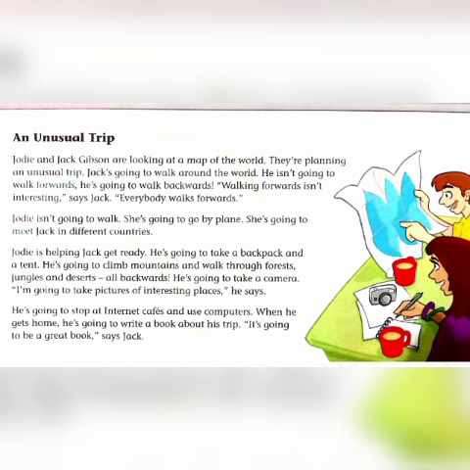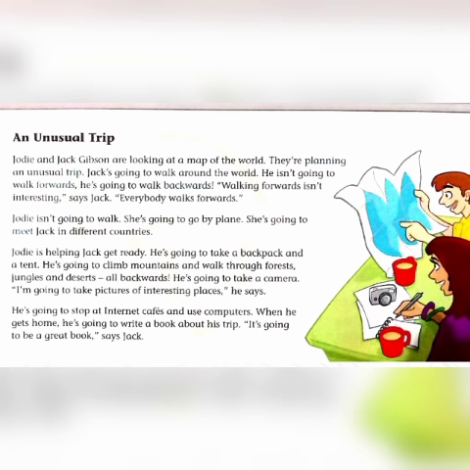Judy isn't going to walk. She's going to go by plane. She's going to meet Jack in different countries. Judy is helping Jack get ready. He's going to take a backpack and a tent. He's going to climb mountains and walk through forests, jungles, and deserts, all backwards.